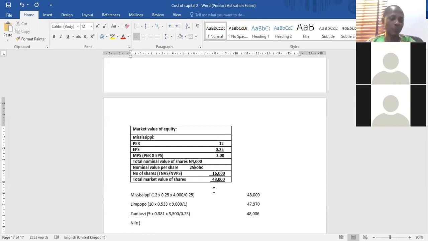And for Nile, what is the market price? What is the price earnings ratio of Nile? The price earnings ratio of Nile is 14, times the EPS of Nile, which is 0.323, times the total nominal value of shares, which is 5,300. And the nominal value per share is 50 kobo.